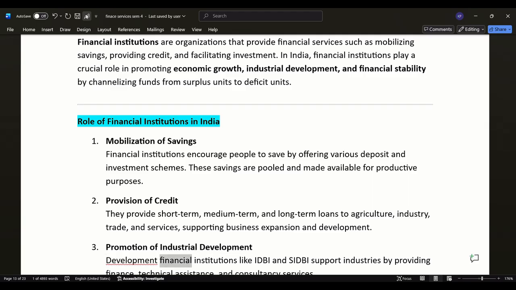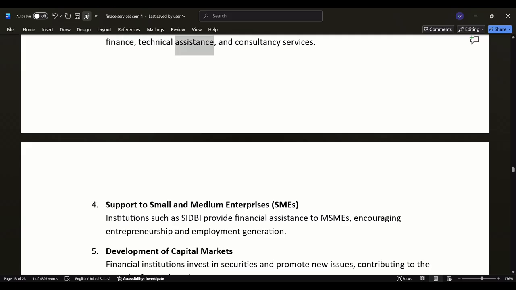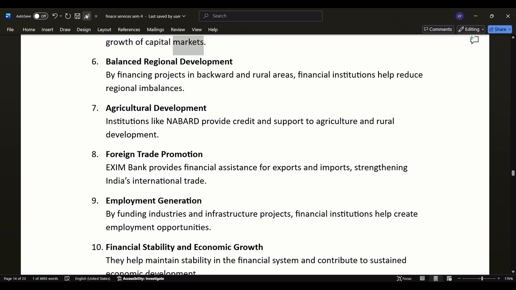Promotion of industrial development. Development financial institutions like IDBI and SIDBI support industries by providing finance, technical assistance, and consultancy services. Support to small and medium enterprises, SMEs. Institutions such as SIDBI provide financial assistance to MSMEs, encouraging entrepreneurship and employment generation. Development of capital markets. Financial institutions invest in securities and promote new issues, contributing to the growth of capital markets. Balanced regional development. By financing projects in backward and rural areas, financial institutions help reduce regional imbalances.